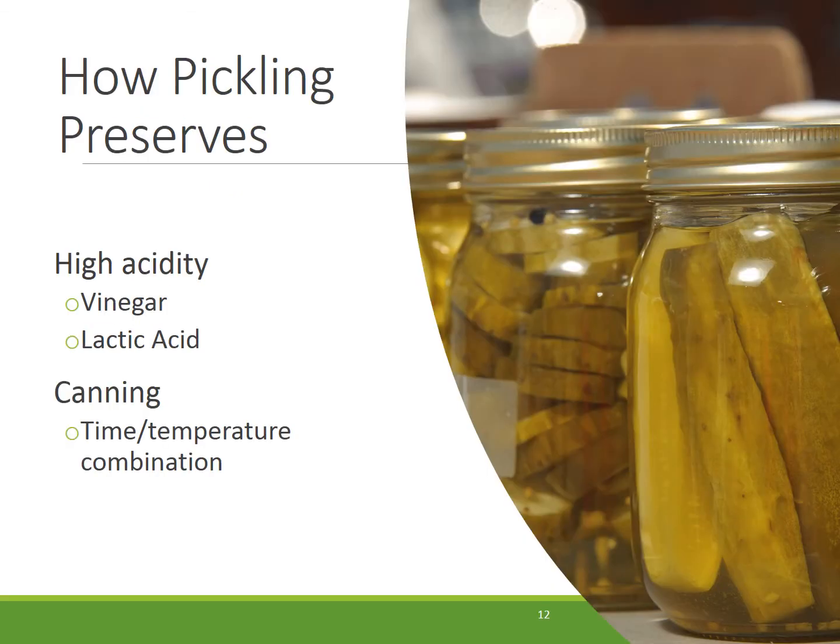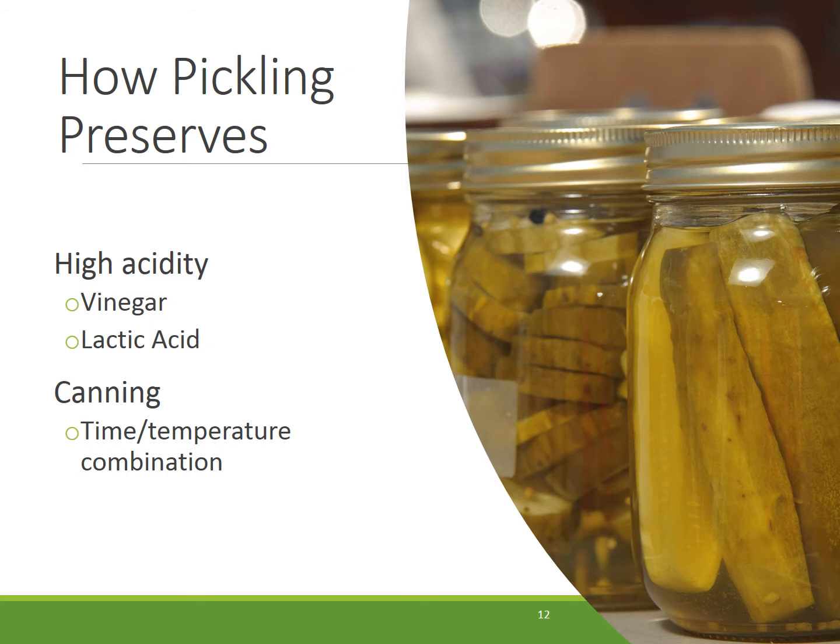Does anyone have an idea of how pickling preserves products? That's right, it's the vinegar, which is acidic, and the canning process. Does anyone remember the pH cutoff before acids are added in preservation? It's a pH of 4.6. Clostridium botulinum cannot grow below a pH of 4.6.